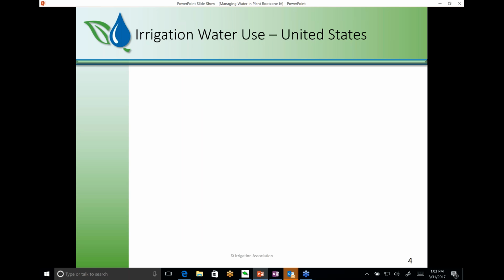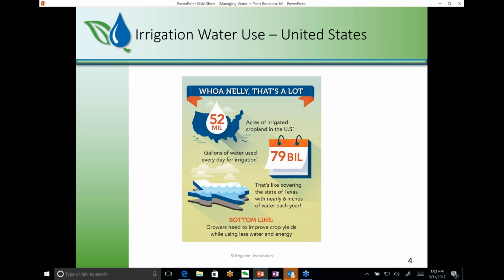So let's talk about water use in the United States. We have 52 million acres of irrigated cropland in the U.S., and that's just in agriculture. That does not count sports turf management, landscaping, or other venues. In agriculture, we apply 79 billion gallons of water every day for irrigation of crops. And if we took all of that water and put it across the state of Texas over the course of a year, we would cover the state of Texas in 6 inches of water.